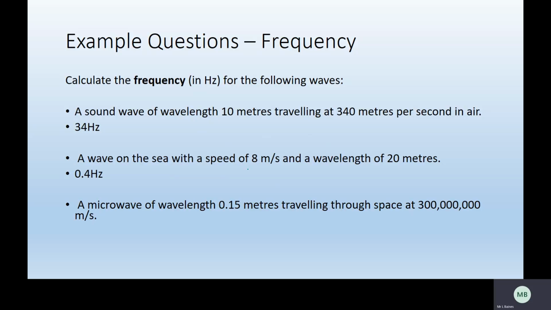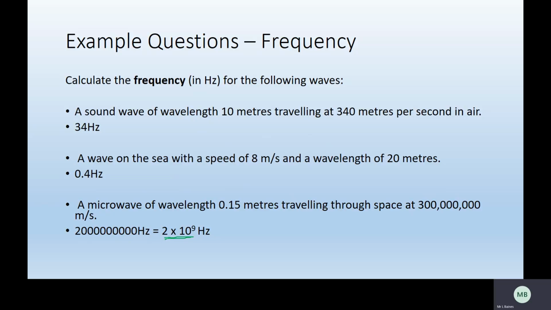And a microwave of wavelength 0.15 meters. So I've got that again, the speed of light, 300 million meters per second divided by my 0.15 gives me 2 billion hertz. Okay, and this is not an irregular number here. We should have 2 times 10 to the 9 in standard form.